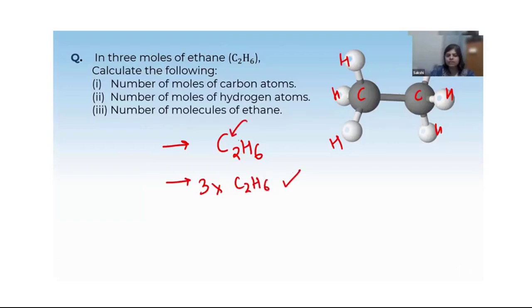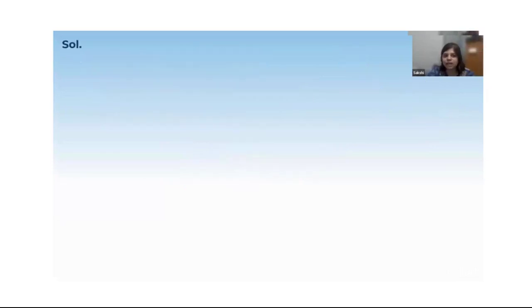You need to count the number of moles of carbon atoms. Here you can see there are 2 carbon atoms. That means 2 moles of carbon atoms are there. So the number of carbon atoms in 3 moles of ethane would be 3 into 2, that is 6. There are 2 carbon atoms in 1 mole, and they're asking for 3 moles. So 3 moles would have 6. You can pause the video here and then see the answer. In the next slide, I'm showing the answer.